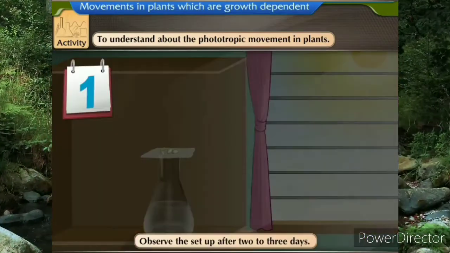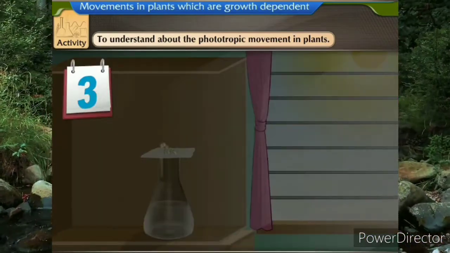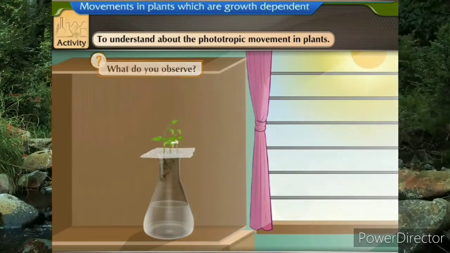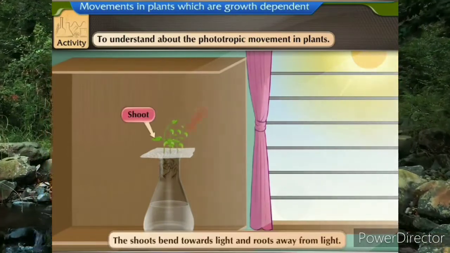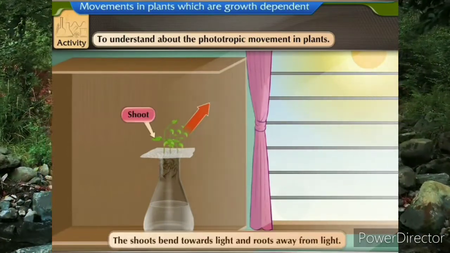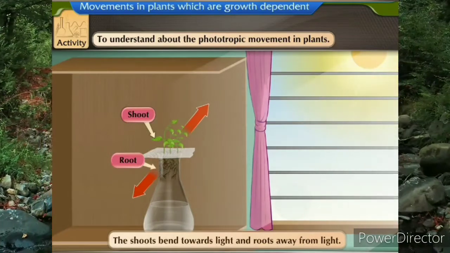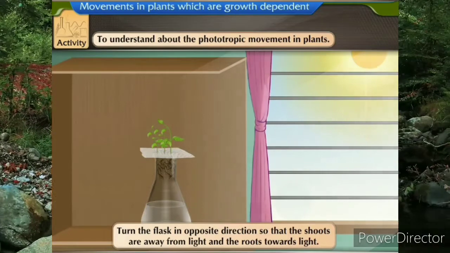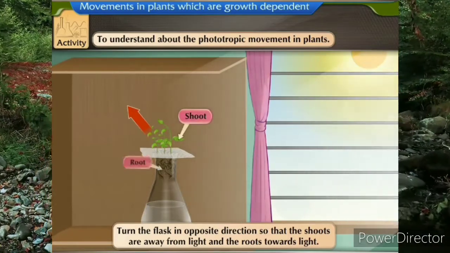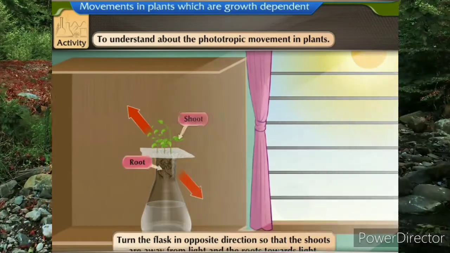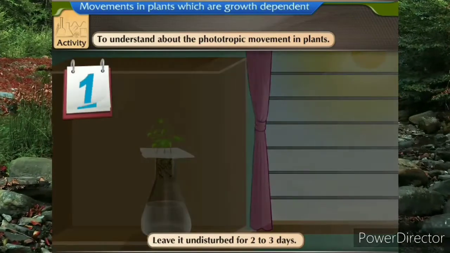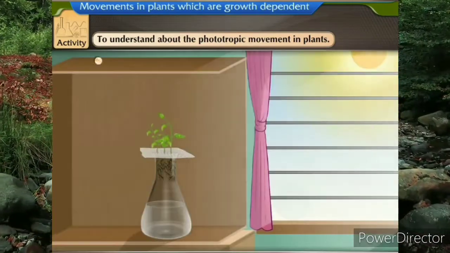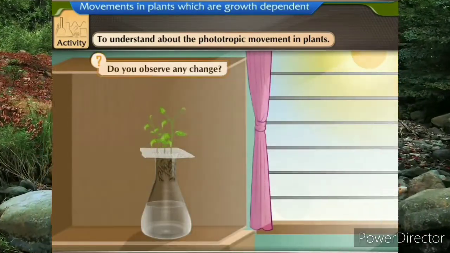Observe the setup after 2 to 3 days. What do you observe? You can observe that the shoots bend towards light and roots away from light. Now turn the flask in opposite direction so that the shoots are away from light and the roots towards light. Leave it undisturbed for 2 to 3 days. Do you observe any change?